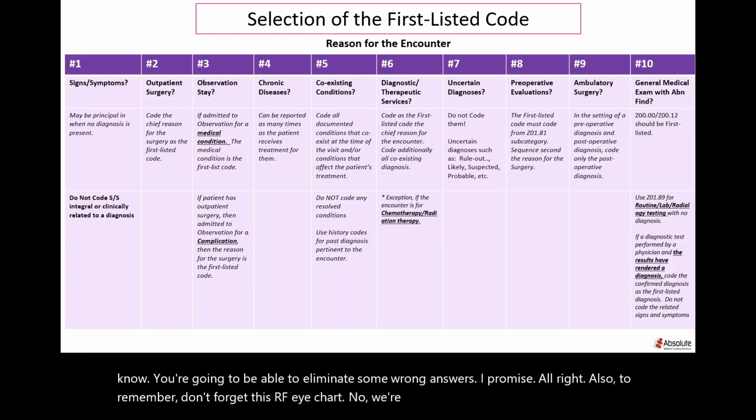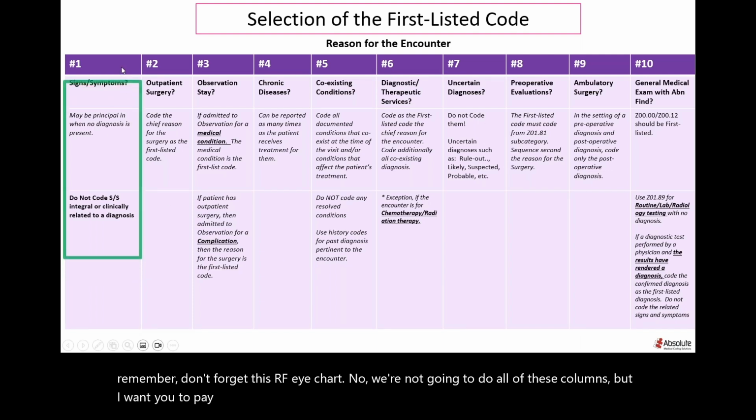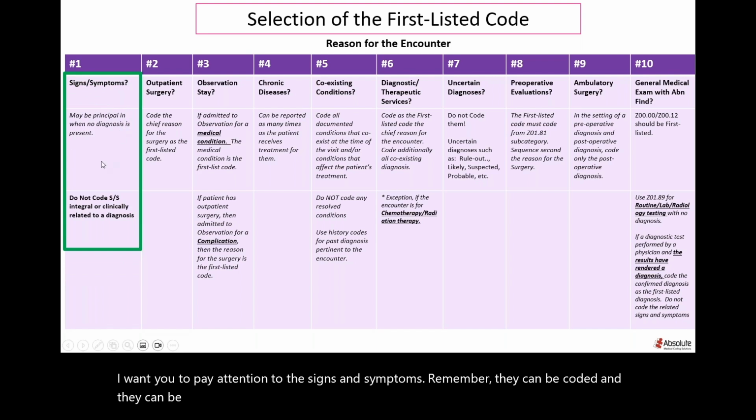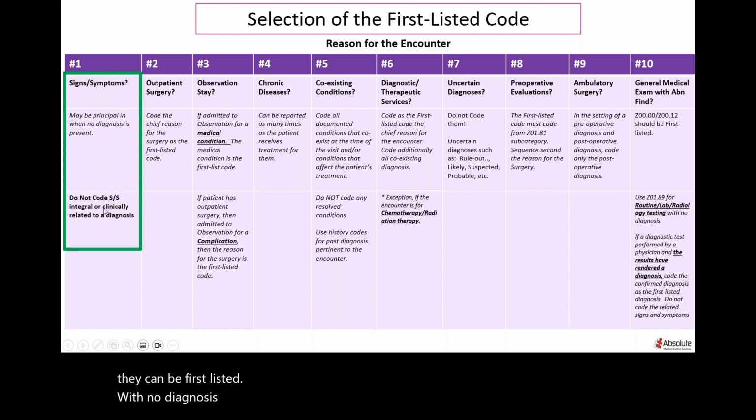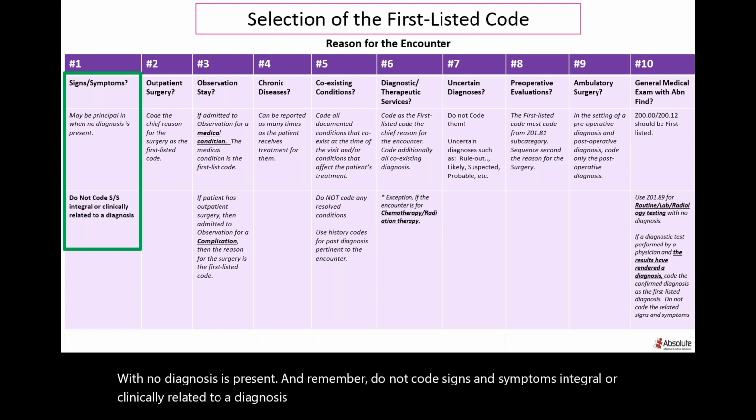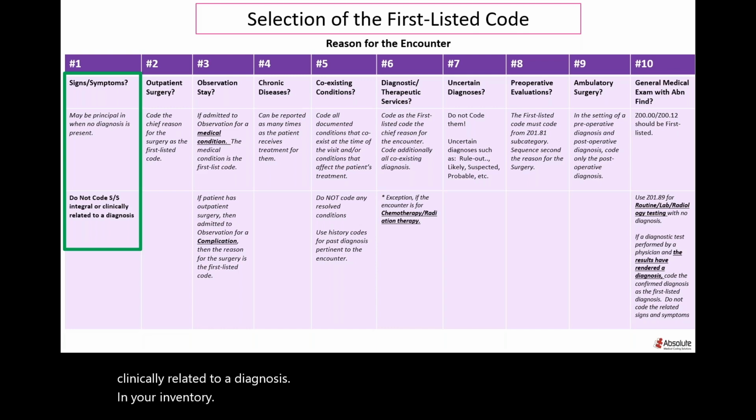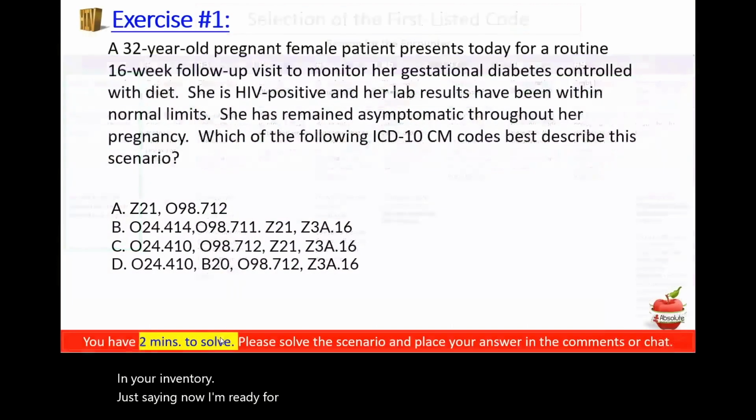Also, don't forget this RFE chart. No, we're not going to do all of these columns, but I want you to pay attention to the signs and symptoms. Remember, they can be coded and they can be first listed when no diagnosis is present. And remember, do not code signs and symptoms integral or clinically related to a diagnosis in your inventory. Just saying.